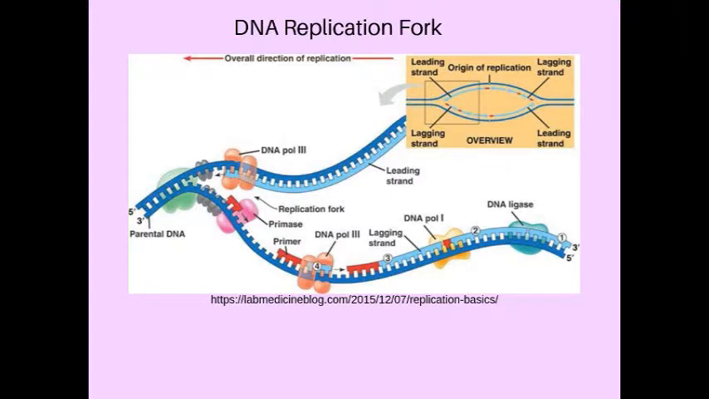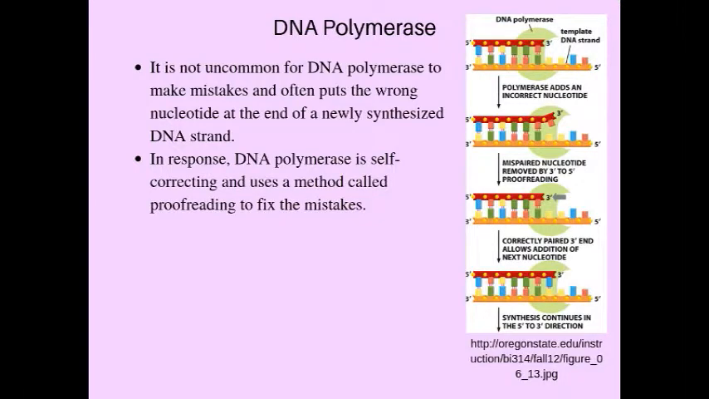Then a repair polymerase puts down new DNA in place of the primer that was just consumed. Finally, DNA ligase seals the backbone of the DNA fragments to create a long continuous strand. DNA polymerase is one of the most important aspects of replication, but it makes many mistakes in the nucleus.